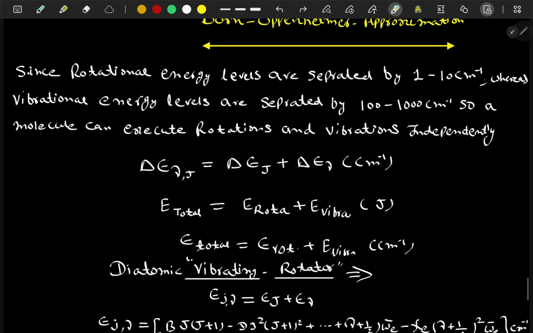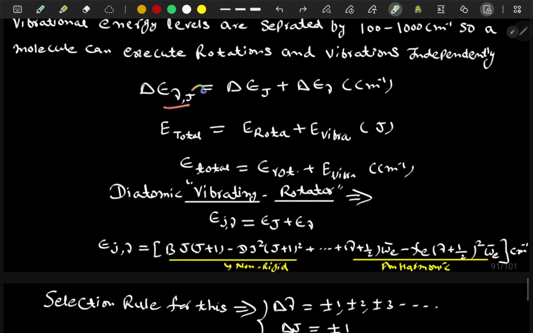Okay, now it is good. So delta E (v, J), remember this, v and then J, will be delta E_J plus delta E_v, which will be in centimeter inverse. So total energy will be rotational plus vibrational in joule, and this is rotational plus vibrational in centimeter inverse.